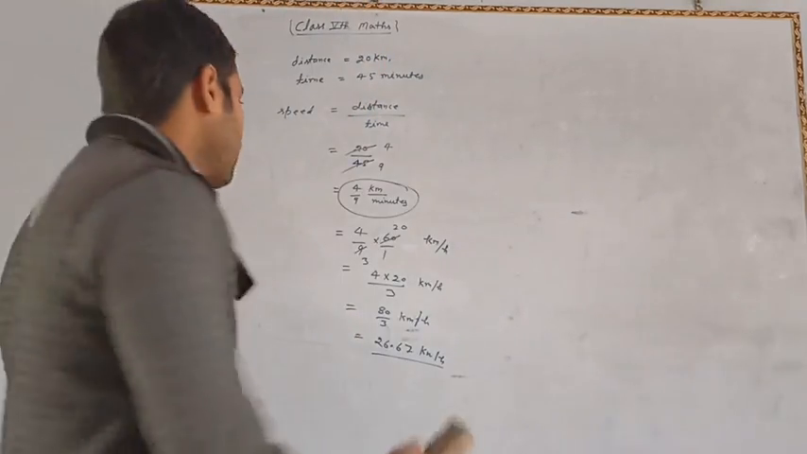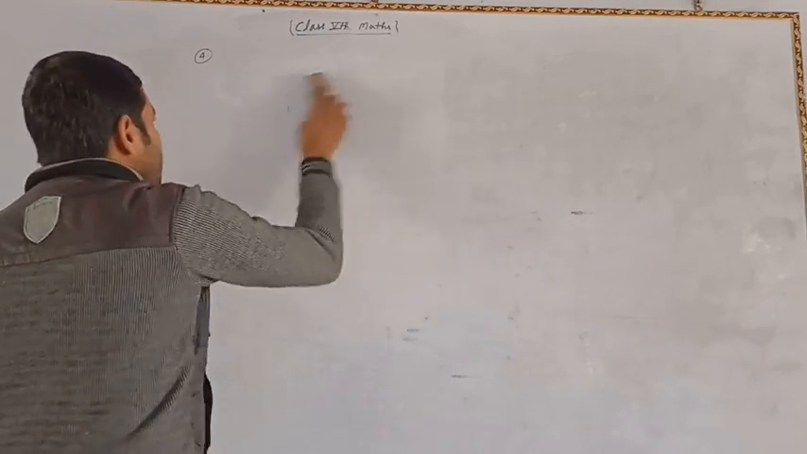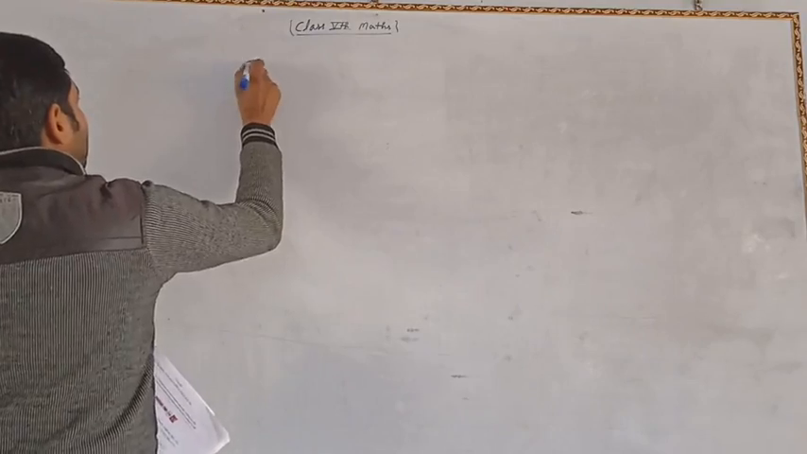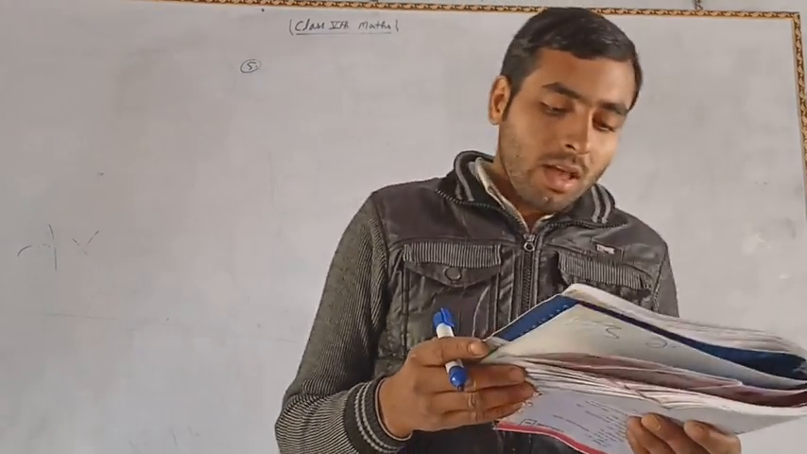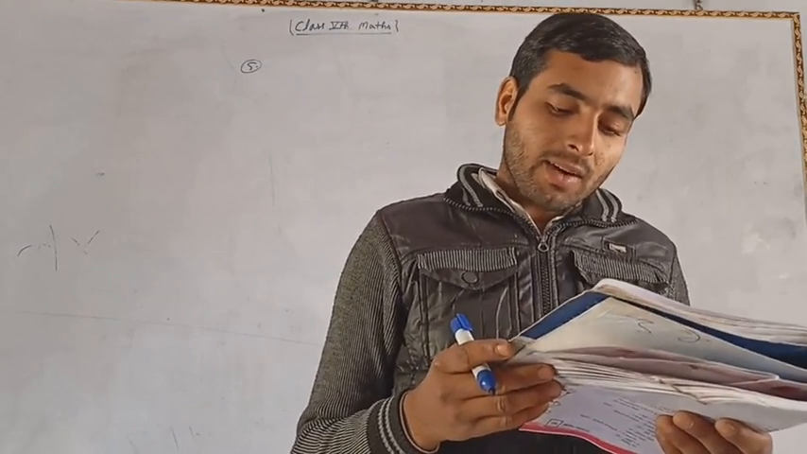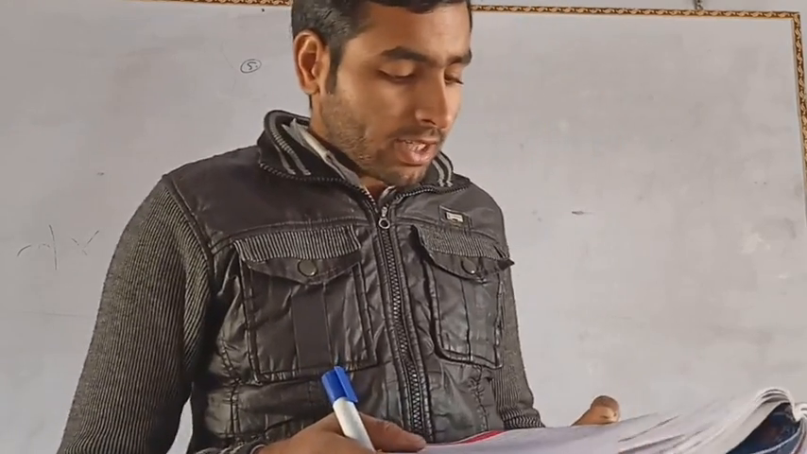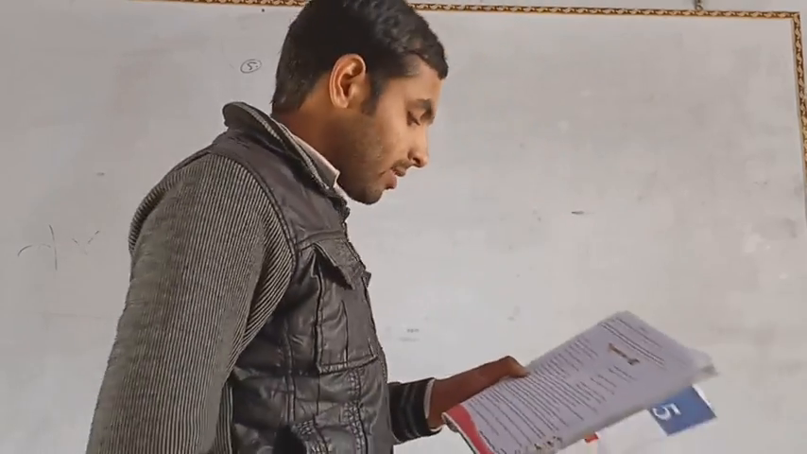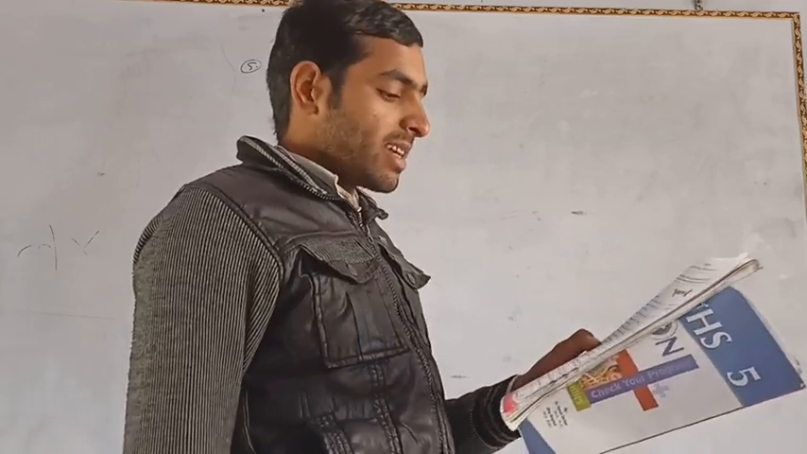Now again we have to solve our next question. Problem number 5: given that Mr. Sinha and Mr. Tyagi went to Ravi's house by their cars. Mr. Sinha covered a distance of 12 km in 10 minutes and Mr. Tyagi covered a distance of 22 km in 20 minutes. Who drove faster? So first of all we have to calculate Mr. Sinha and Mr. Tyagi's speed.